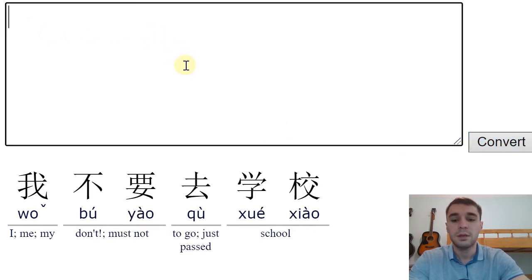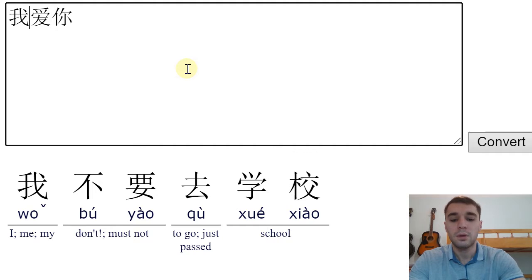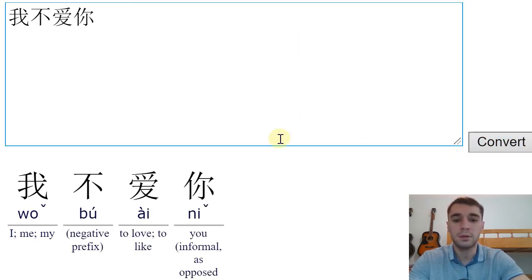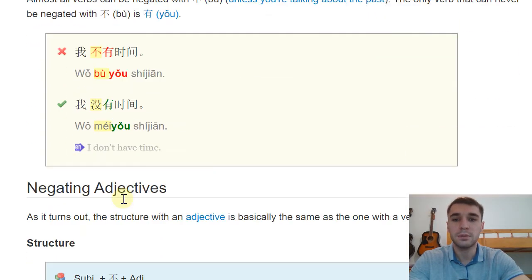Say for me, I don't love you. 我爱你 means I love you. 我不爱你 I don't love you. So I think you got it. And let's continue. Some other rules.